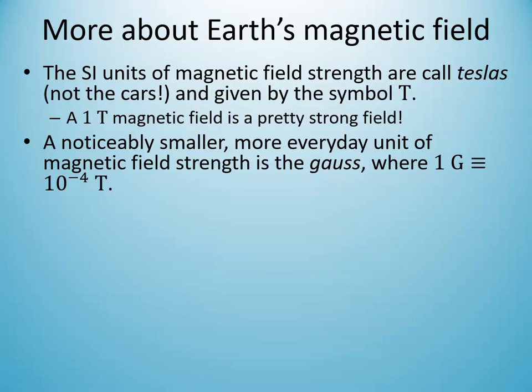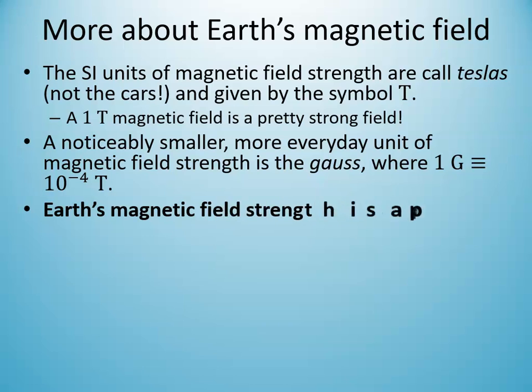So we've devised a smaller unit of field strength called the Gauss, where by definition a Gauss is 1/10,000th of a Tesla, 10 to the minus 4 Teslas. The reason this is particularly convenient is because Earth's magnetic field strength is about half a Gauss. It ranges from like 0.3 Gauss to 0.6 Gauss, depending where you are on the planet.